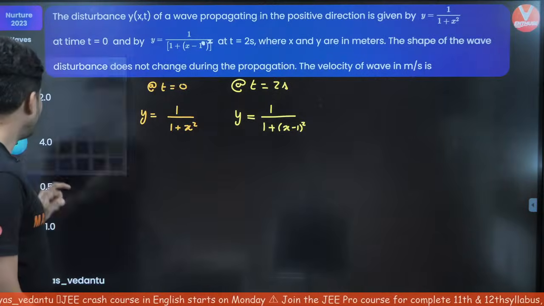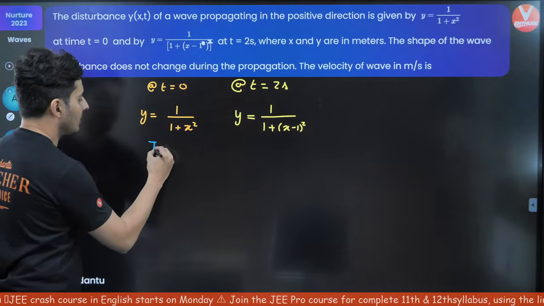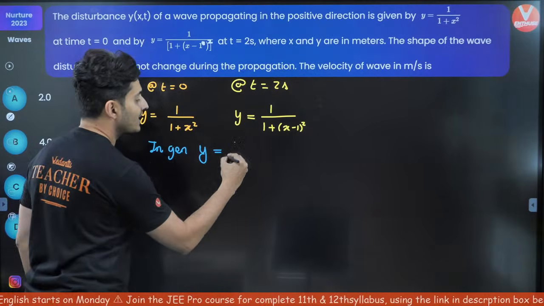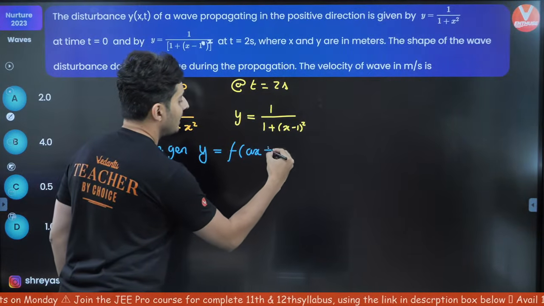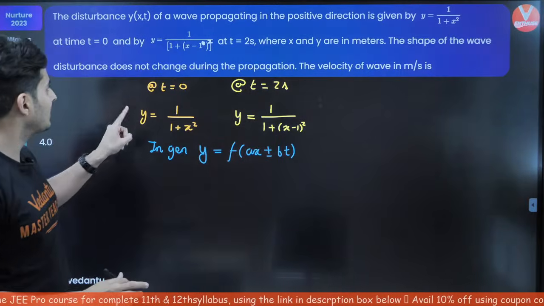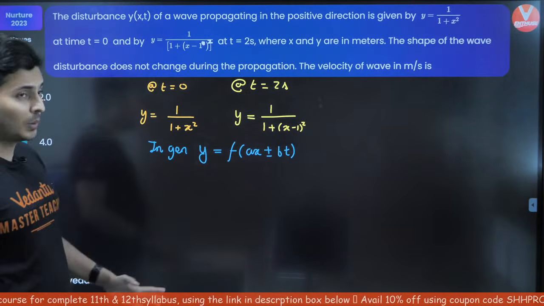I know in general, the equation of a wave should be some function of ax plus or minus bt. In this case, I don't know whether there is a plus or a minus. Let's figure this out.